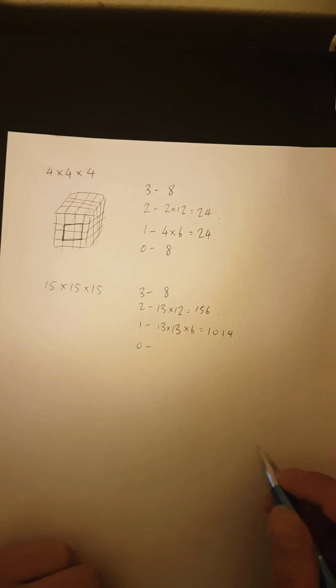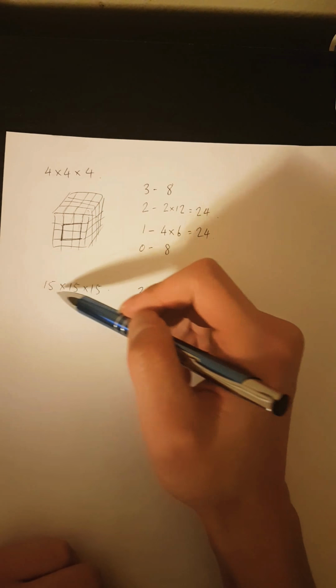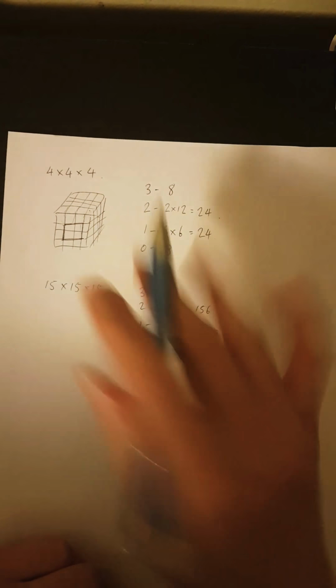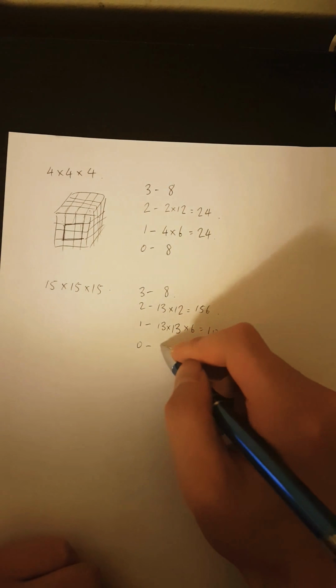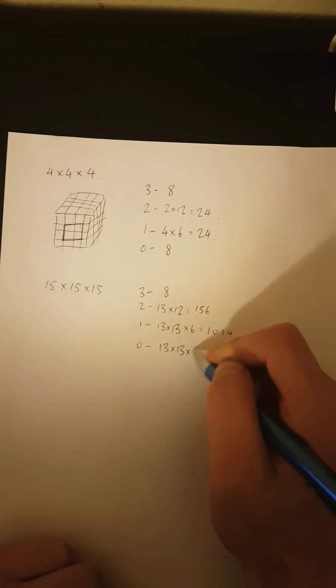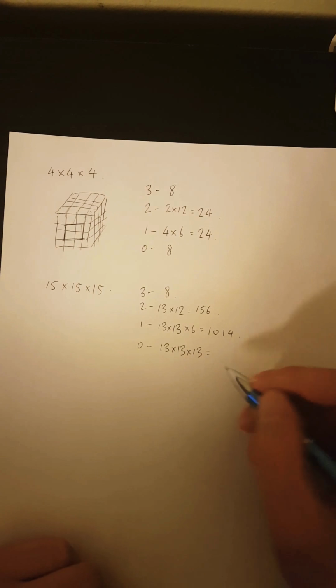And how many cubes have 0 faces that are colored? It's the 13x13x13 cube hiding in the middle, right at the center. So that's going to be 13 times 13 times 13. I'm not going to bother calculating this.